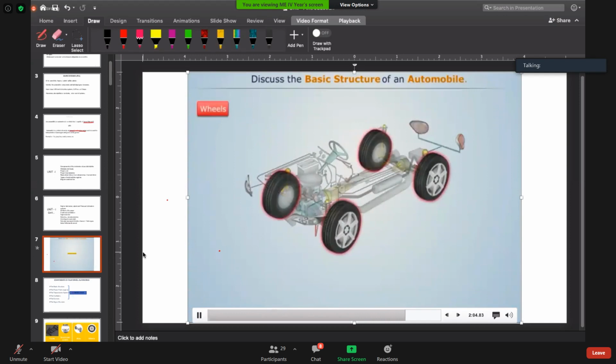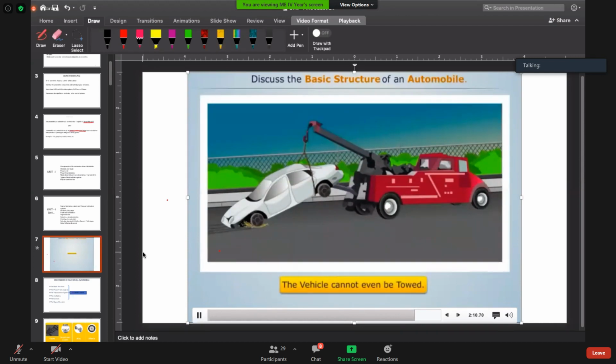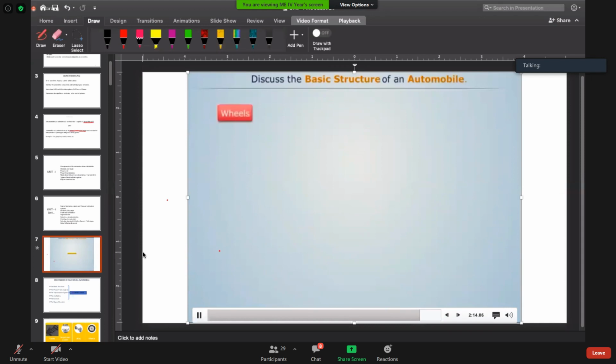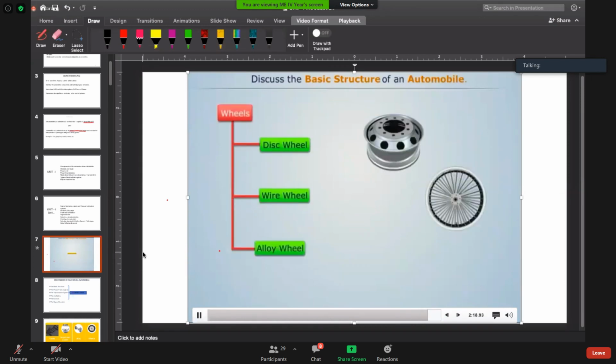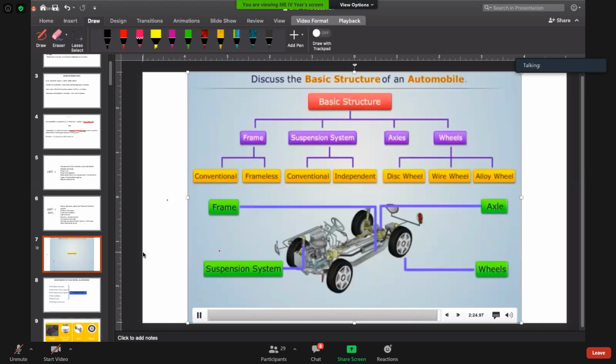Wheels, they are one of the most important parts of an automobile. Without wheels, the vehicle cannot even be towed. Wheels carry the entire weight of a vehicle. Generally, wheels are of three types, disc wheels, wire wheels, and alloy wheels. Amongst them, disc wheels are the most commonly used wheels. Now let's summarize the basic structure of an automobile.